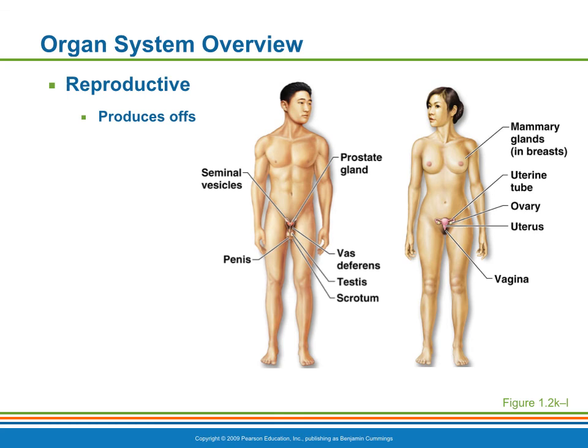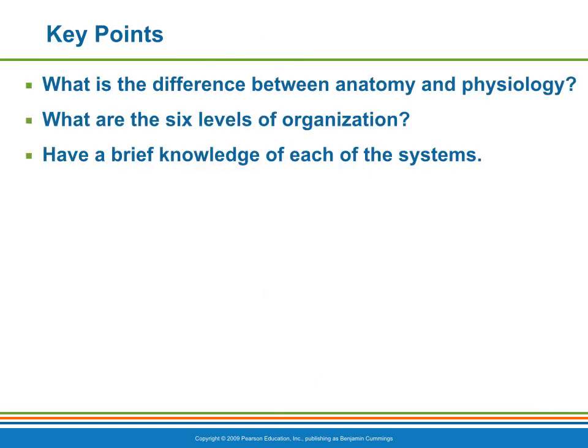Last but not least, we have the reproductive system. This produces offspring, all right? And that's male and female. All the different parts. We're going to be studying all of those. So, our key points from this particular lecture is, what is the difference between anatomy and physiology? What are the 6 levels of organization? And make sure that you have a brief knowledge of each, I repeat, each of all the different body systems.